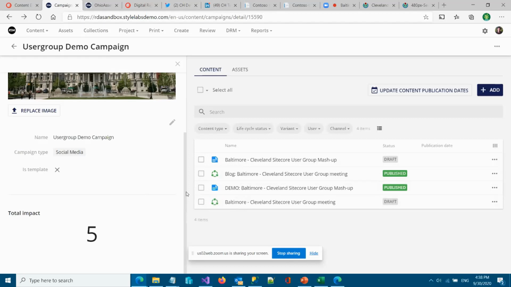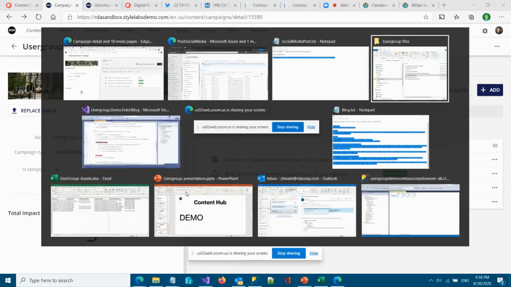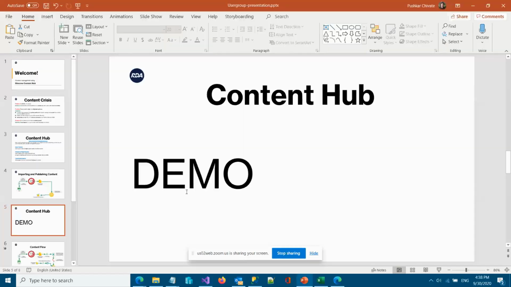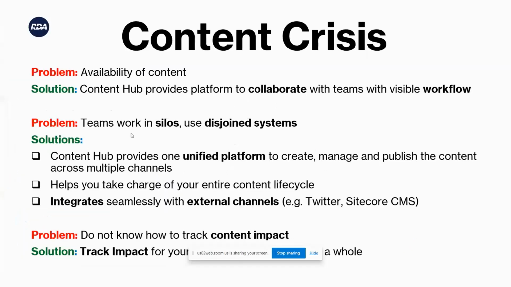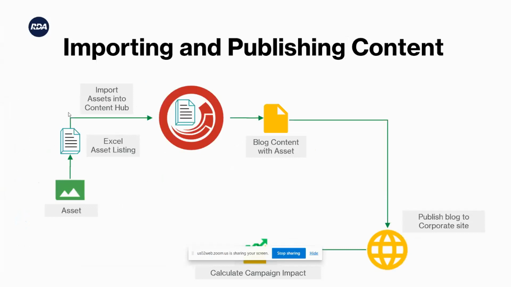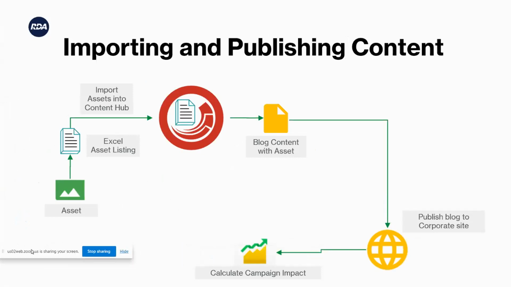So going back to the slides, we looked at how we imported assets into Content Hub. We created the blog content. We uploaded it to the blog site, and we tried to gauge the impact for the content.